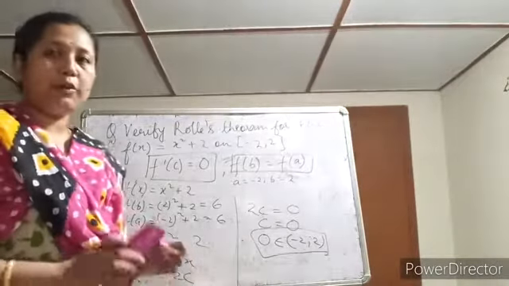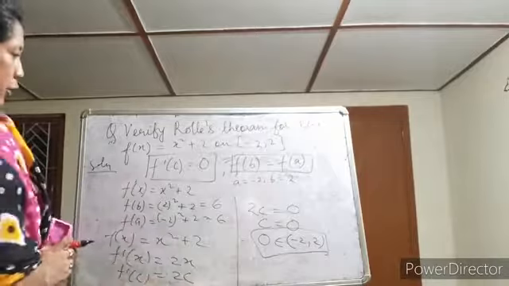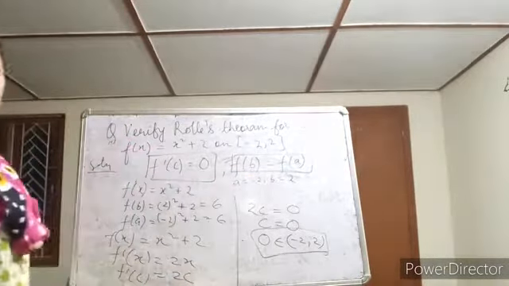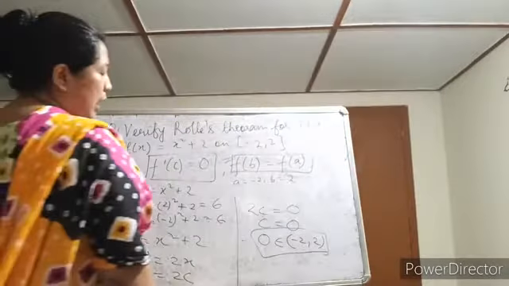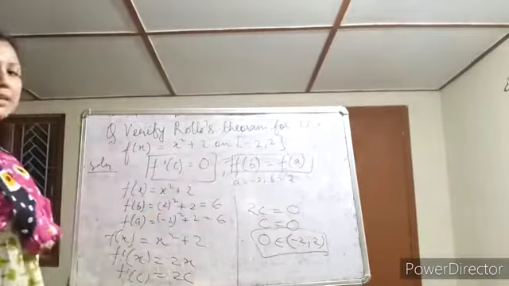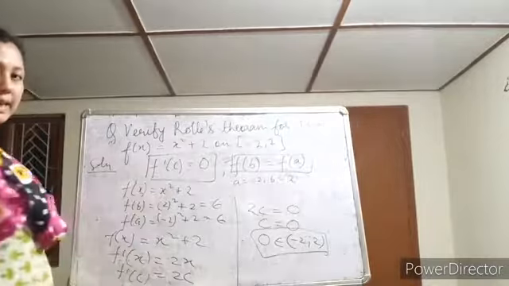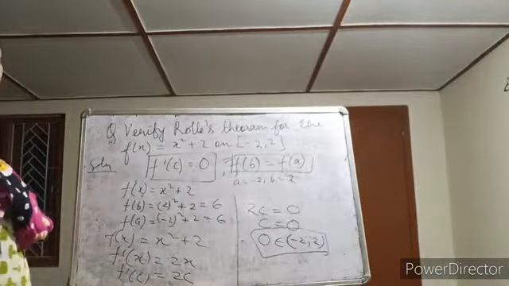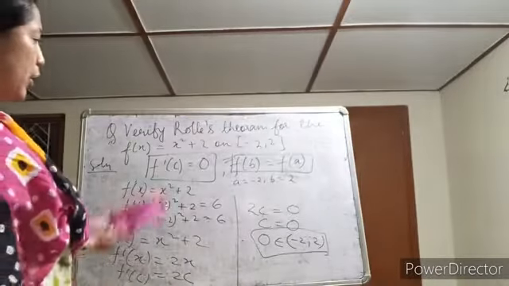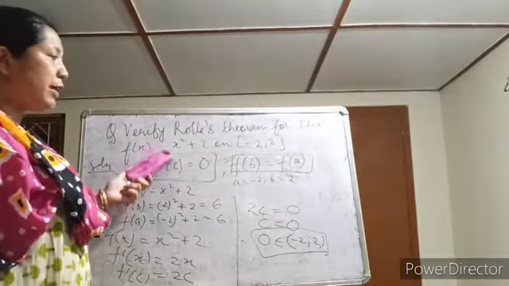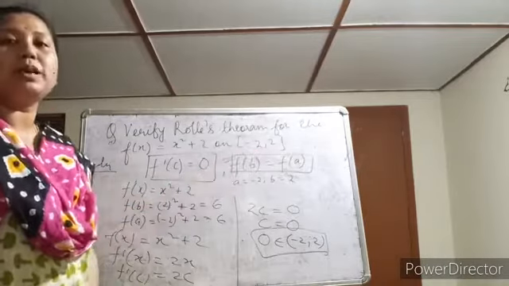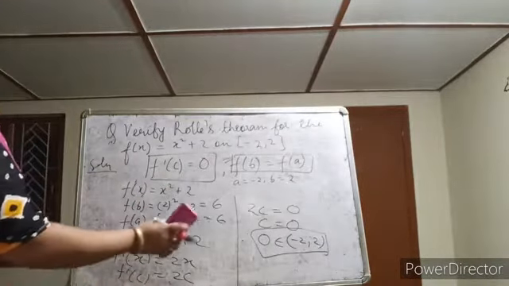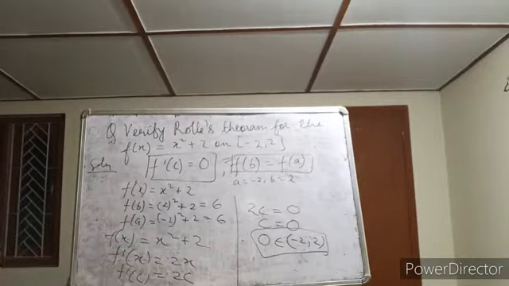I hope all of you understood the concept of Rolle's theorem. In Rolle's theorem you first check this condition, and if both sides are equal, then you can proceed to the second step. If your first step does not come out equal, then we are not able to find the value of c. So to find the value of c, your f of b must be equal to f of a. I am going to take another question for Rolle's theorem.